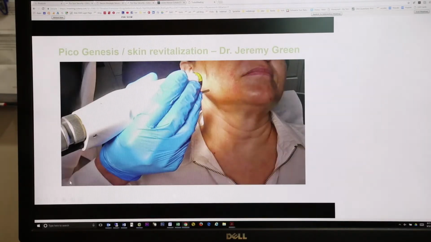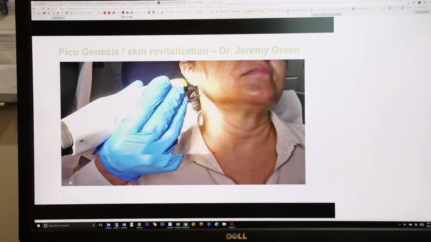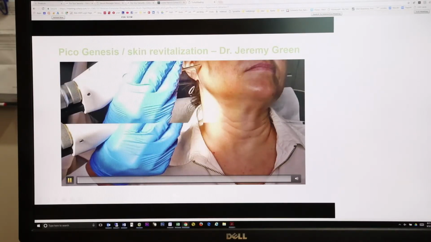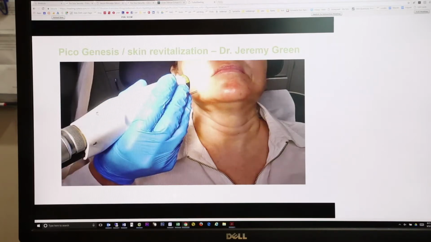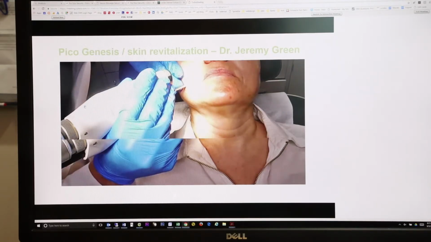So first, Dr. Green does the individual spots with the 532. This is what he's doing now. Sorry for that overhead light, but he's just looking for spots.